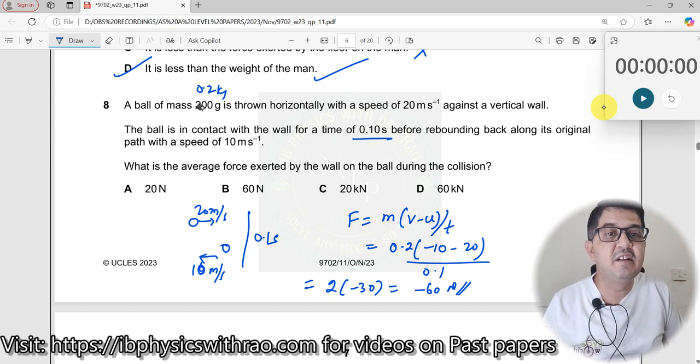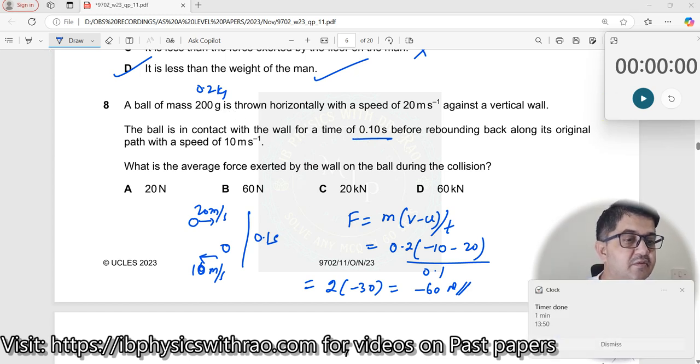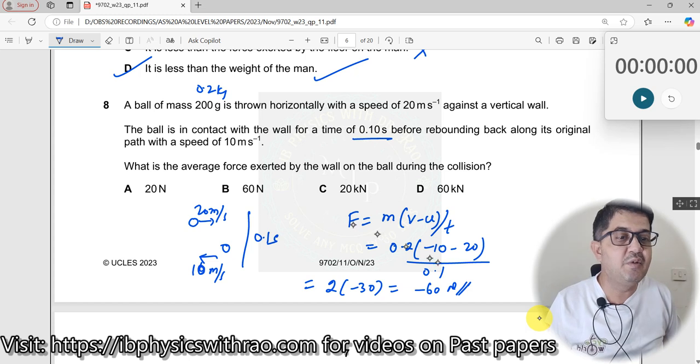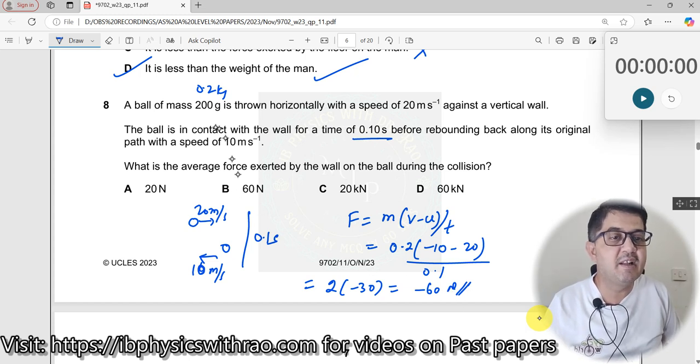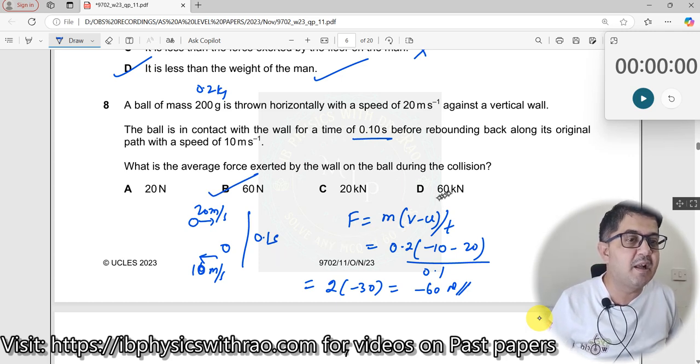Since all the values are given in SI units, there's something to check here: 200 grams. Not kilonewton, 60 Newton over here, since I converted 200 grams. So the answer should be B. By mistake, do not mark this D.